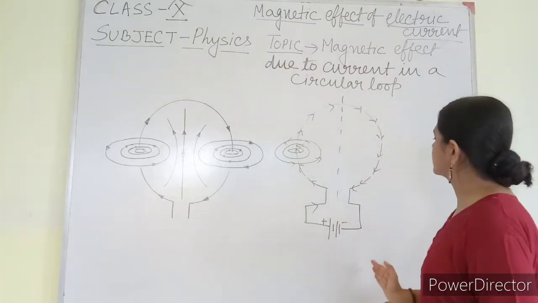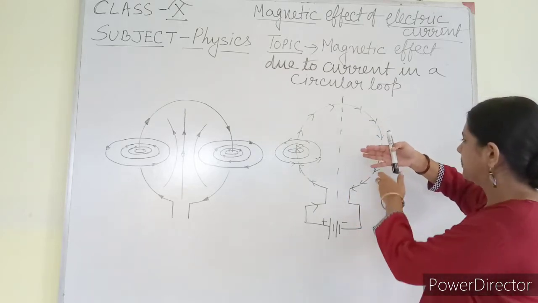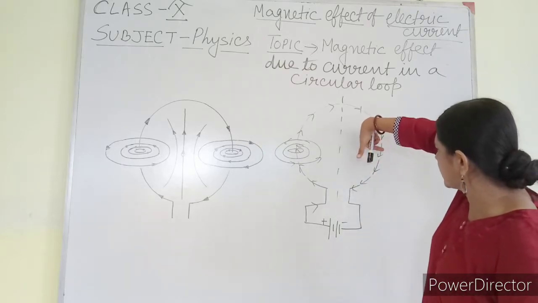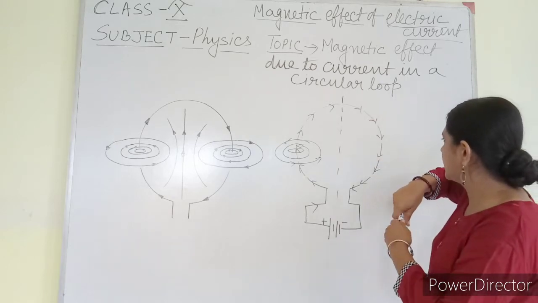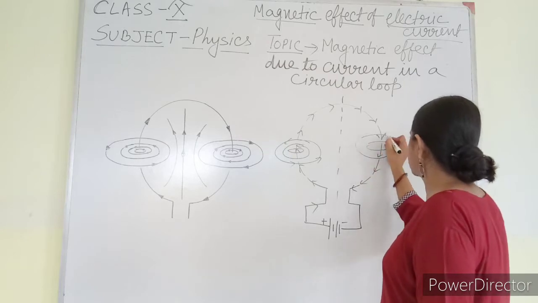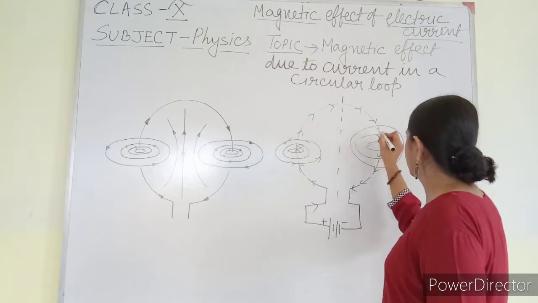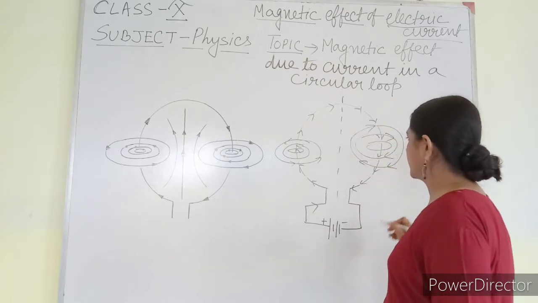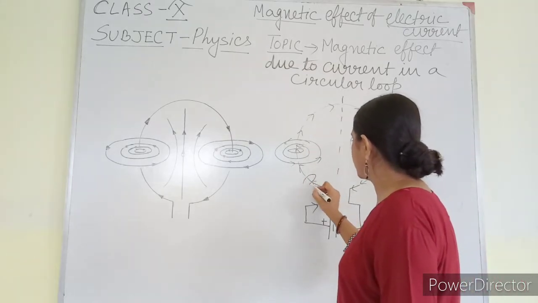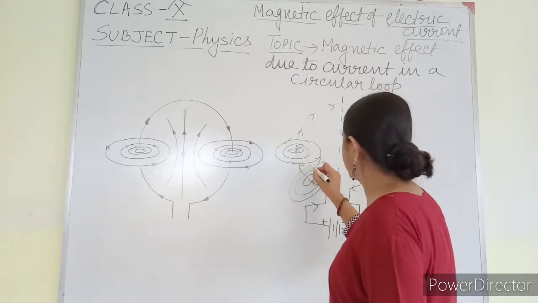Similarly I am taking this one. Here the current is coming in the downward direction. Downward direction means I use the right hand thumb rule. So the current is flowing in the clockwise direction at this point. Clockwise means this way. So similar clockwise and anti-clockwise fields will be developed around each point.